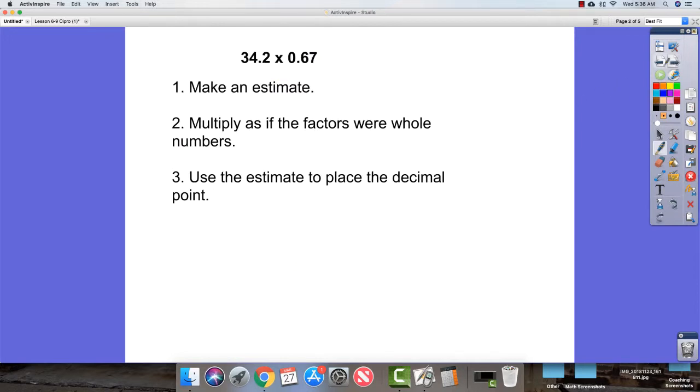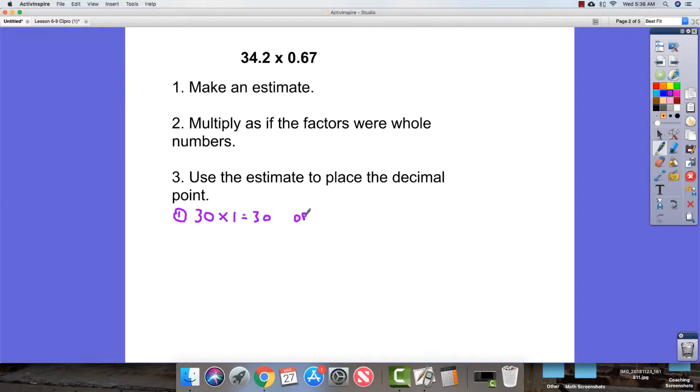We'll do another example. Now I have 34 and 2/10 times 0 and 67/100. Again, step 1, make an estimate. So I'm going to say 34 and 2/10, I'm going to make it easy. That's close to 30. Times 0 and 67/100, I could do 1. Sure, 30 times 1 is 30.